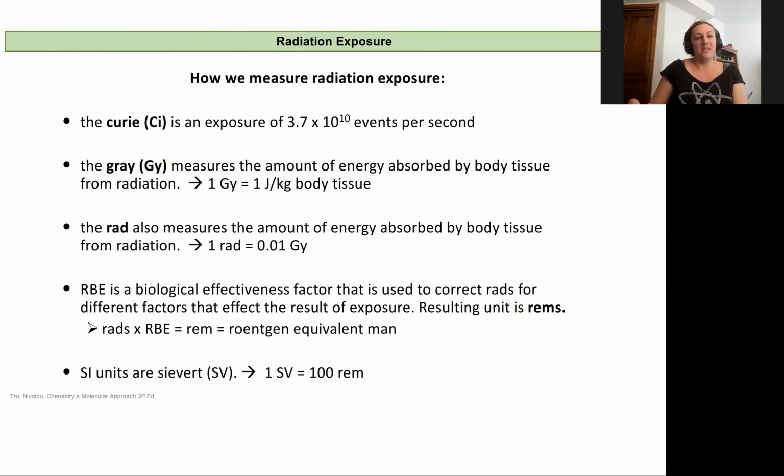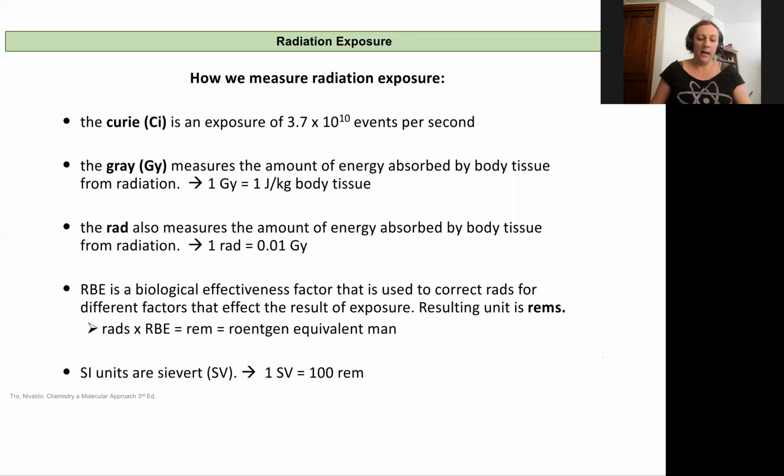There's kind of two general ways to measure it. You can either measure the emitted particles or events per unit of time, like how many times is a nucleus decaying to something else and emitting a particle? Or you can look at the amount of energy that's being given off by a sample or really absorbed by something in the surroundings of that sample, like a person. And so here are a lot of different ways of measuring, or units that are used to communicate the amount of radiation that someone or something is being exposed to.